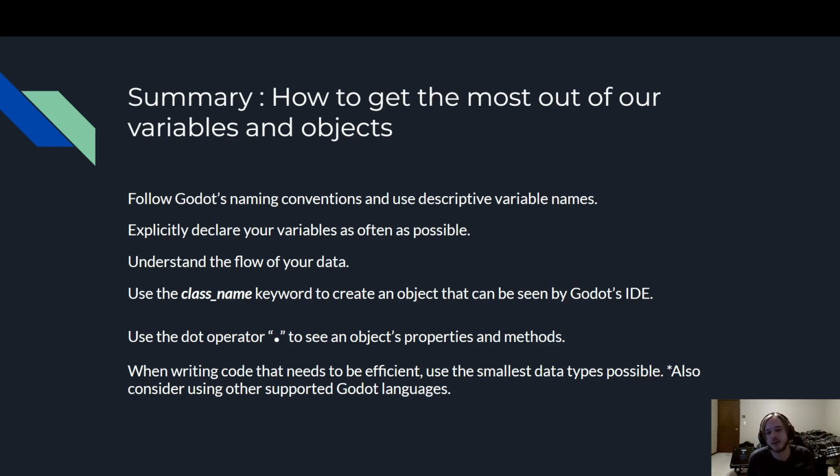Use the dot operator to see an object's properties and methods. And when writing code that needs to be efficient, use the smallest data types possible. Also consider using other programming languages that are supported by Godot if it needs to be really, really efficient. So, let's take a look inside of Godot for some quick little demonstrations of what we talked about here.